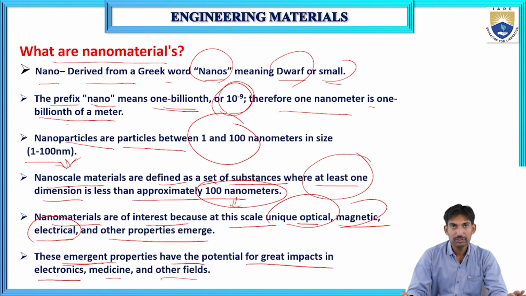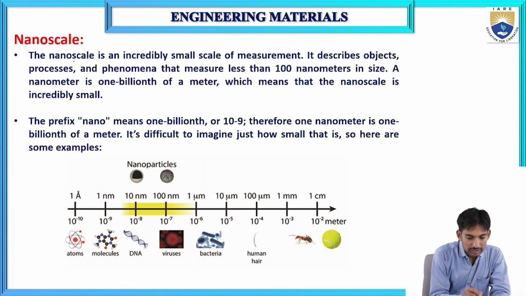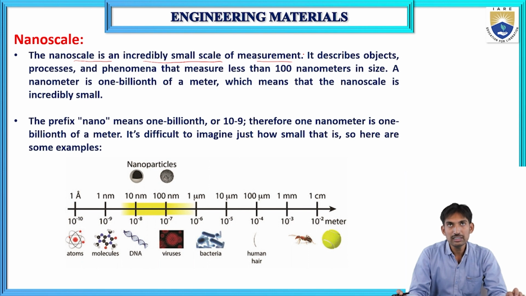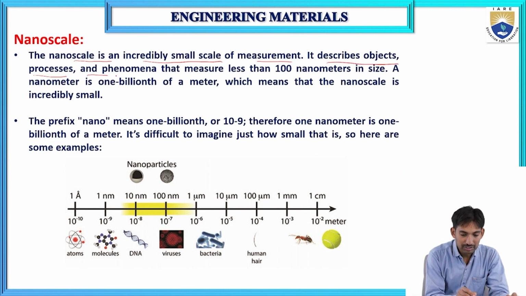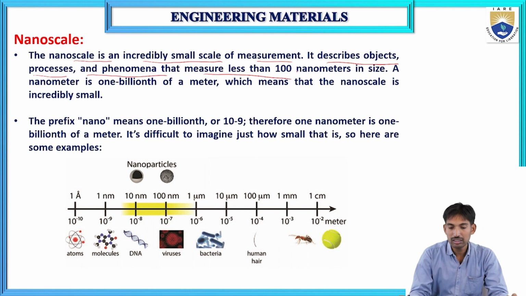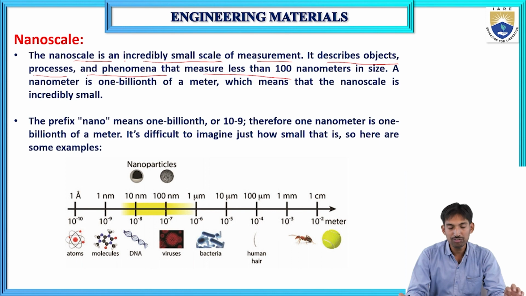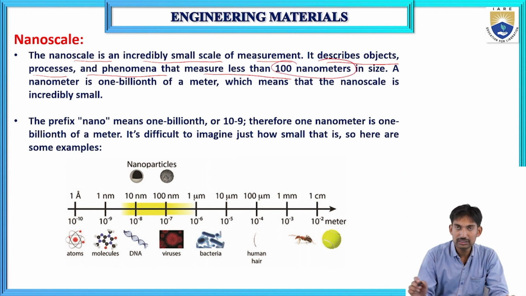Okay, these are the nanomaterials and applications of nanomaterials. Then nanoscale. What is nanoscale? The nanoscale is an incredibly small scale of measurement. It describes objects, processes and phenomena that measure less than 100 nanometers in size.